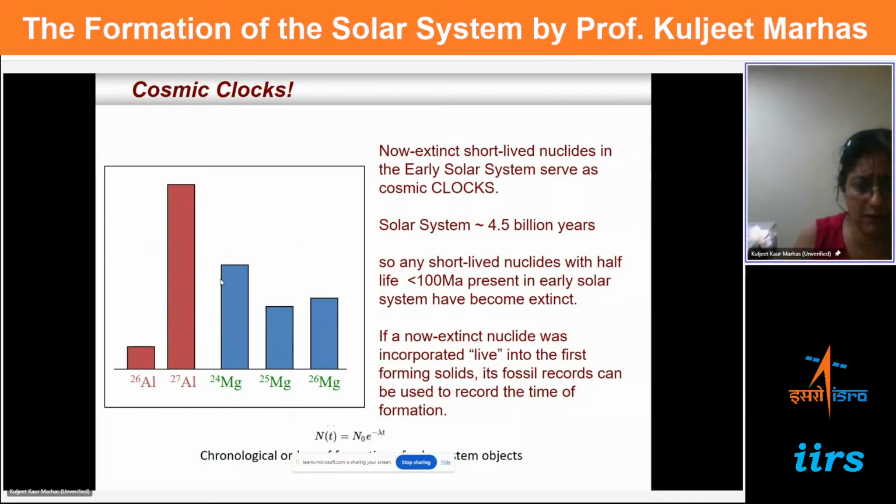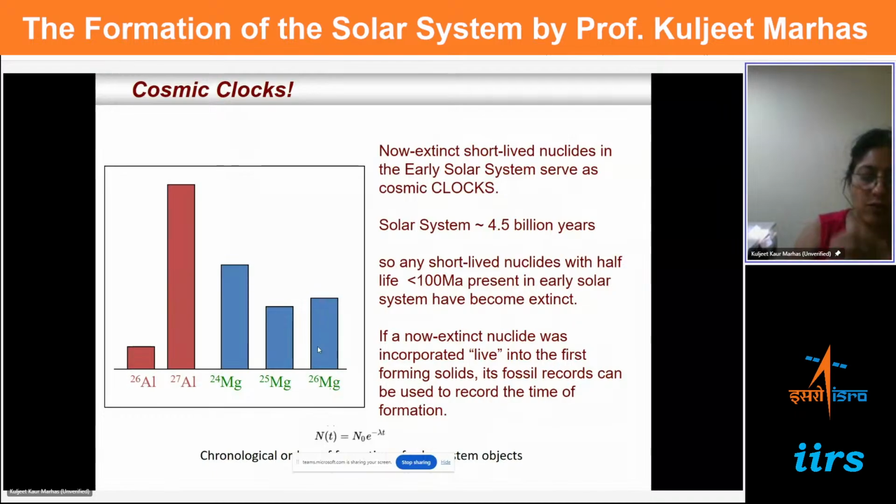As an example, I'm not sure how much you know about isotopes, but let me still go through this. There is an aluminum magnesium systematics. Aluminum is a monoisotopic element with stable isotope 27 aluminum. 26 aluminum is radioactive. It will decay into 26 magnesium with a half-life of around 0.73 million years. 24, 25, 26 magnesium are stable isotopes, and they have a particular ratio of 25 by 24 or 26 by 24 in our solar system, which is pretty homogeneous.